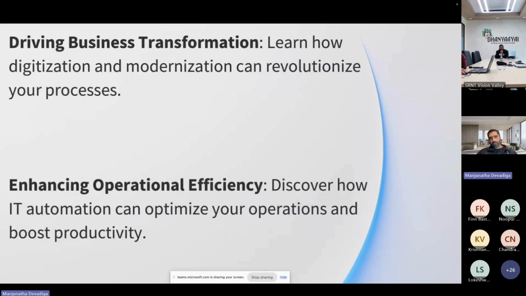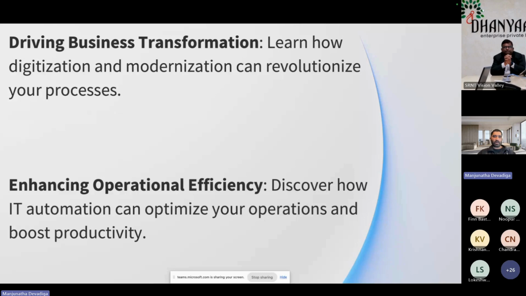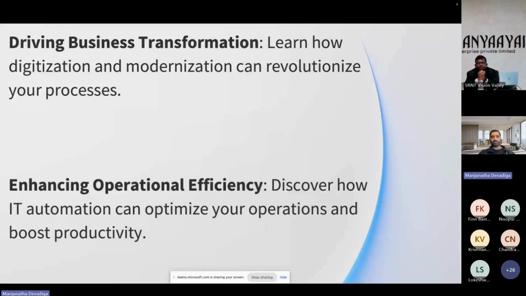Now, the two topics today that we will delve into are driving business transformation, the relevance of modernization and how it revolutionizes your business processes, and how you can bring in operational efficiency in your IT automation, which will help you optimize and boost productivity. These are two critical drivers that we see. A lot of people are getting into digitization and modernization. That's one key. While we are doing that, we also want to bring efficiency in IT automation. So we will address these two areas with certain solutions that we provide from IBM.